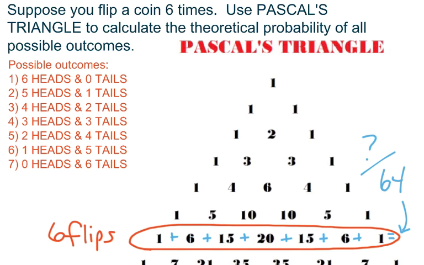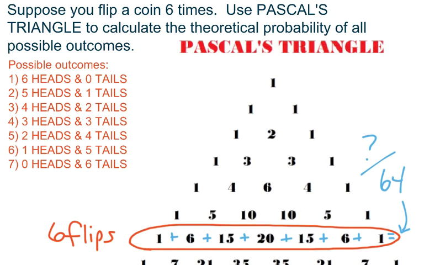So let's suppose you flip a coin 6 times. You need to use Pascal's triangle to calculate the theoretical probability of all possible outcomes. All those possible outcomes are listed here. You're either going to get 6 heads, 0 tails; 5 heads, 1 tails; 4 heads, 2 tails; 3 heads, 3 tails; 2 heads, 4 tails; 1 heads, 5 tails; or 0 heads and all 6 tails.